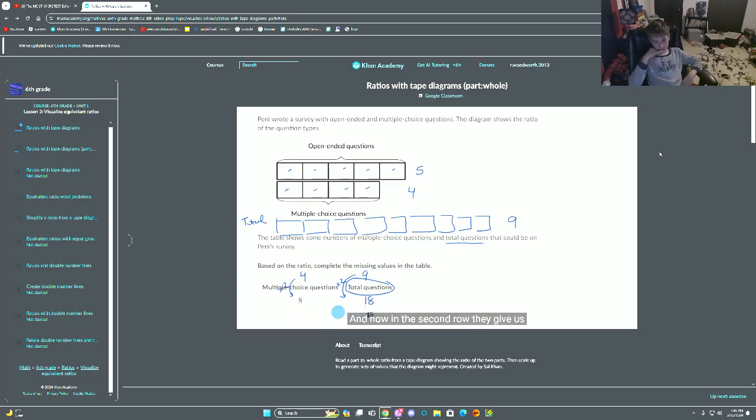And now in the second row, they give us the actual number of total questions. Well, 9 goes into 45 5 times. That's 5 sets of 9. So you're going to have 5 sets of 4 multiple choice questions. So 5 times 4 is 20. And we're done.